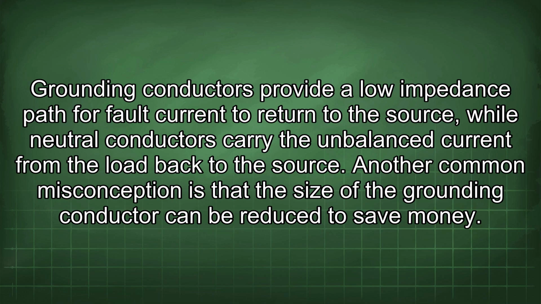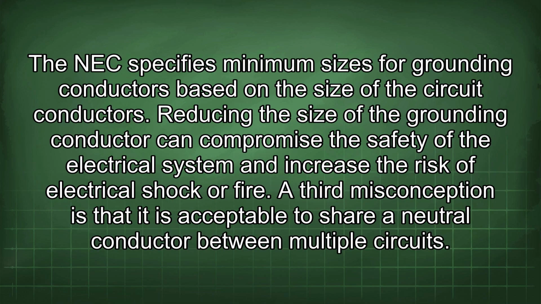Another common misconception is that the size of the grounding conductor can be reduced to save money. The NEC specifies minimum sizes for grounding conductors based on the size of the circuit conductors. Reducing the size of the grounding conductor can compromise the safety of the electrical system and increase the risk of electrical shock or fire. A third misconception is that it is acceptable to share a neutral conductor between multiple circuits.